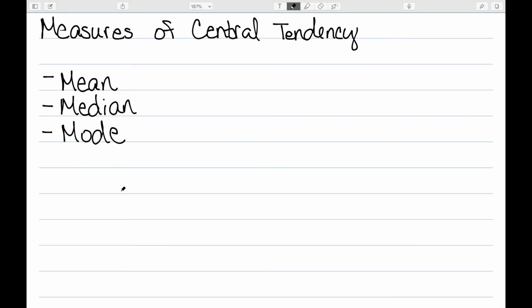In this video, I want to talk about measures of central tendency. A measure of central tendency is a tool that helps summarize our data using a single value. It's a way to describe the center point of a set of data. And while there are lots of measures of central tendency, we're going to concentrate on three in particular. We're going to be looking at the mean, the median, and the mode.